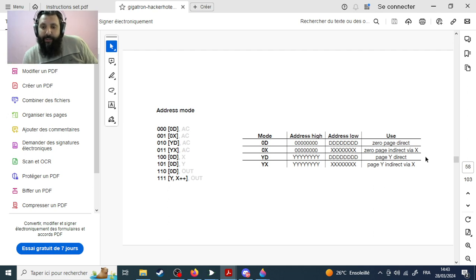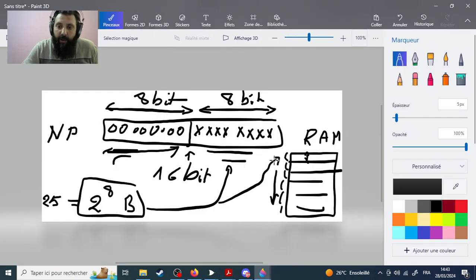It is what we call the indirect. And we have the two other modes that are used to access all the memory. You have just to remember that the zero page is important, and the main variables of your code should be stored in this page.